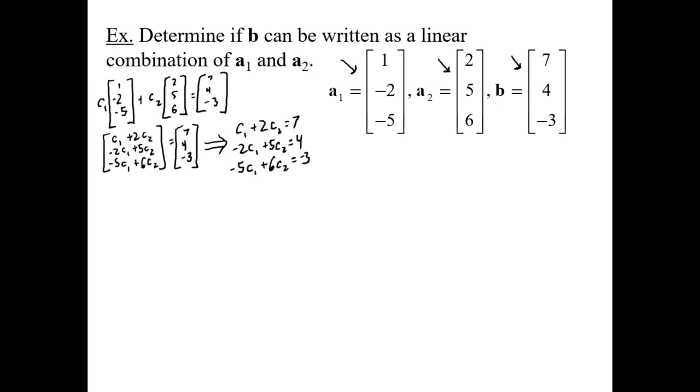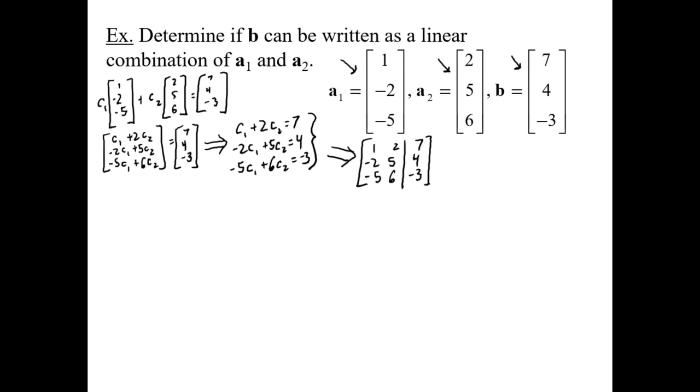So really, when I ask the question, is it a linear combination? Really, the question I'm asking is, what are the coefficients? And to find those coefficients, what I really need to do is solve the system of equations. So let's solve the system of equations. Let's set up an augmented matrix. So this would be 1, 2, 7. Let's put a little bar here. -2, 5, 4, -5, 6, -3.